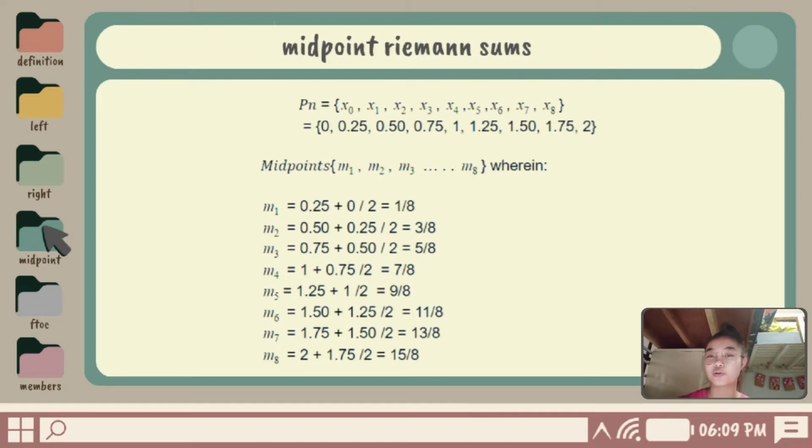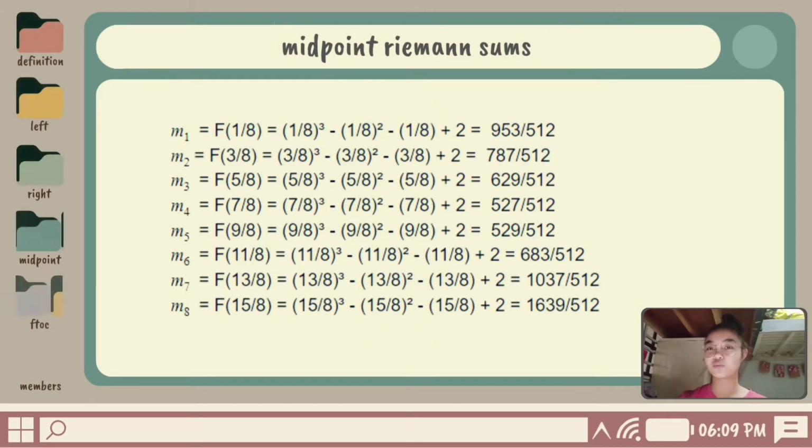And next is 0.75 plus 0.50 over 2, the answer will be 5 over 8. And next is 1 plus 0.75 over 2, the answer will be 7 over 8. And the fifth midpoint is 1.25 plus 1 over 2, which is equal to 9 over 8. Next is 1.50 plus 1.25 over 2, the answer will be 11 over 8. And the next is 1.75 plus 1.50 over 2, the answer will be 13 over 8. And lastly, 2 plus 1.75 over 2, the answer will be 15 over 8.